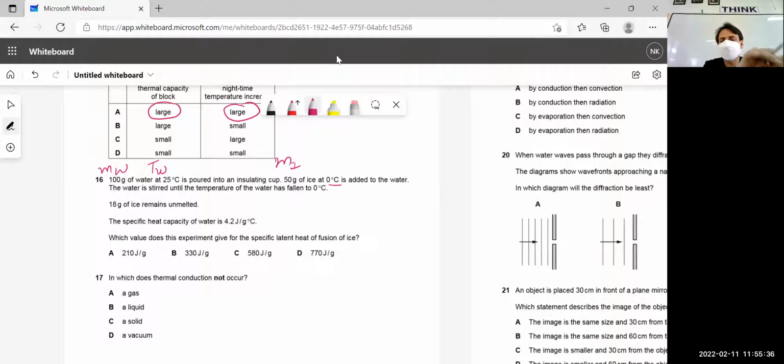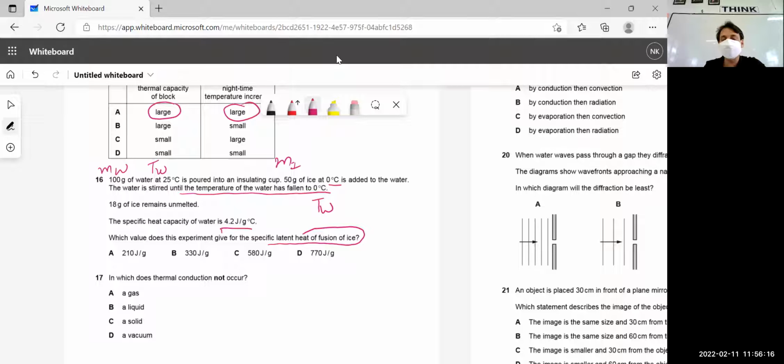It is added into the water, and the water is stirred until the temperature of the water has fallen. The important point is that the final temperature of water is now 0 degrees Celsius. 18 gram of ice remains unmelted, which means 32 gram of ice has been melted, converted into water. The specific heat capacity of water is given, and which value does this experiment give for the specific latent heat of fusion of ice? Fusion of ice you have to find out.